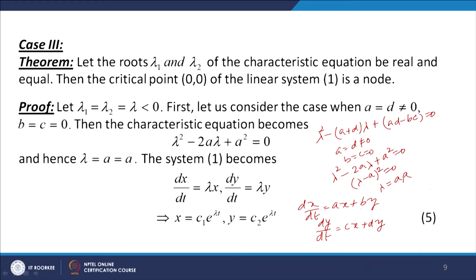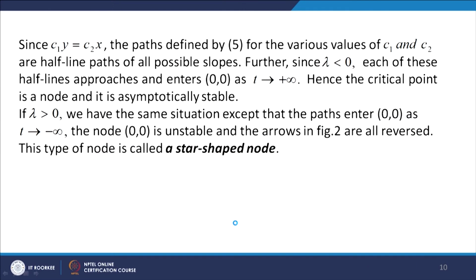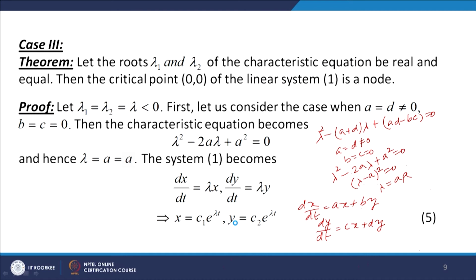And we know how to find the general solution of an equation of the type dx by dt equal to lambda x. So, the solution is you can write dx by x equal to lambda dt, and then you integrate, you will get x equal to some constant c1 times e to the power lambda t, and similarly dy by dt equal to lambda y will give you the other solution y equal to c2 e to the power lambda t. Now, you can see from here we have x equal to c1 e raised to the power lambda t, and y equal to c2 e raised to the power lambda t.